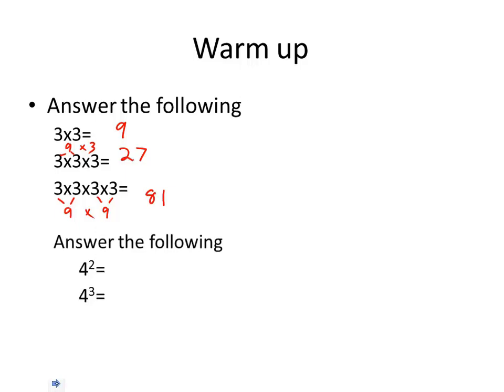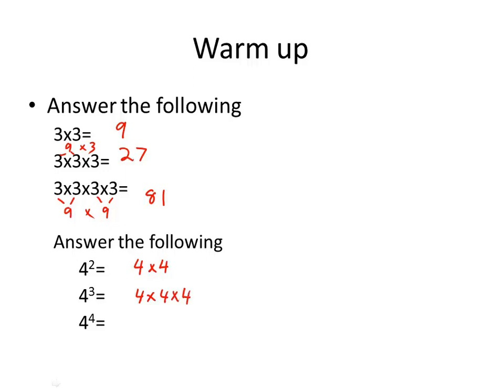So I have three more questions. Now, what this means, when you have an exponent like this, so this is 4 to the power of 2, where 2 is the exponent, and you have this kind of superscript 2 right here. What this means is that it is 4 times 4. Now this 4 to the power of 3 means that it's 4 times 4 times 4.